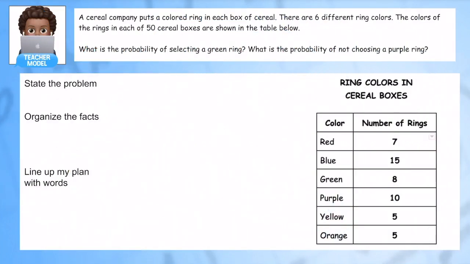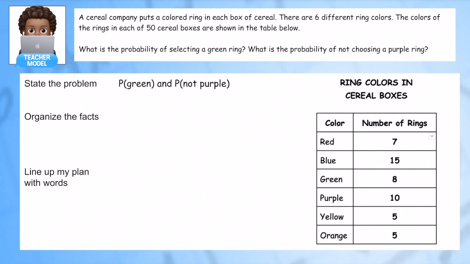Let's look at our first problem. A cereal company puts a colored ring in each box of cereal. There are 6 different ring colors. The colors of the rings in each of the 50 cereal boxes are shown in the table below. What is the probability of selecting a green ring? What is the probability of not choosing a purple ring?